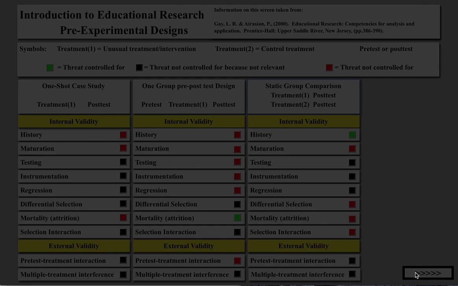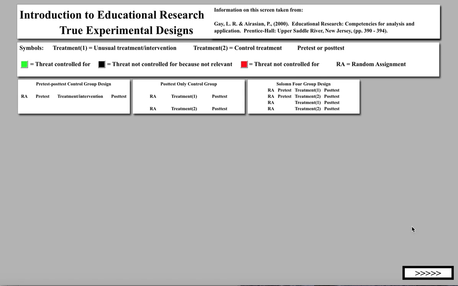Let's take a look at true experimental designs. Now, our symbols are exactly the same, except we have RA over here, which means random assignment. So our first true experimental design, we have pretest-posttest control group design. We have random assignment. That's very, very important. That's what makes this true experimental. Random assignment to groups, a control and an experimental group, and then we have a pre-test, a treatment or an intervention, and a post-test.